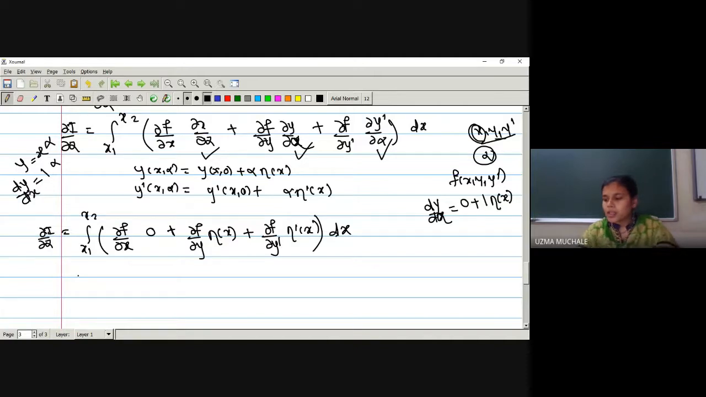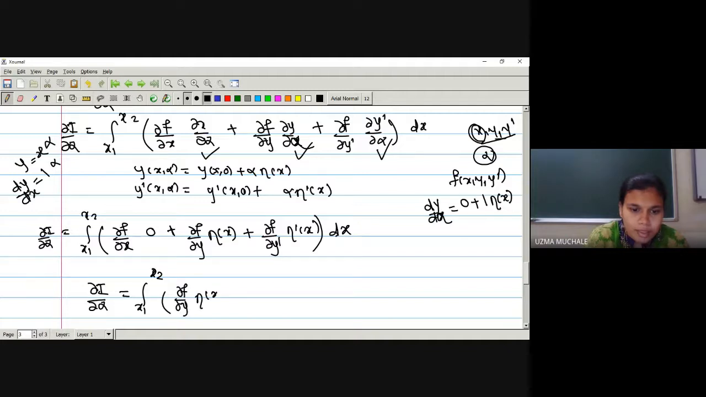Okay. Now, the next step is to write this having only two terms. The first term is 0. So we have the integration from x1 to x2 of dou f by dou y times eta of x plus dou f by dou y dash times eta dash of x, dx.